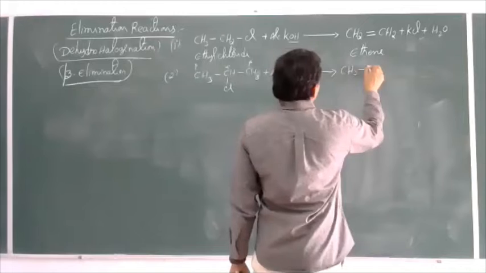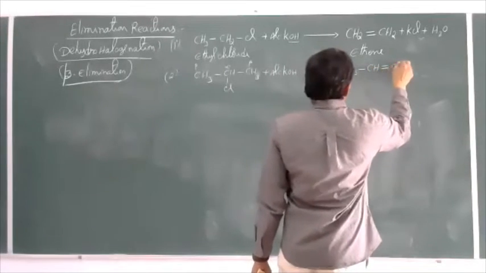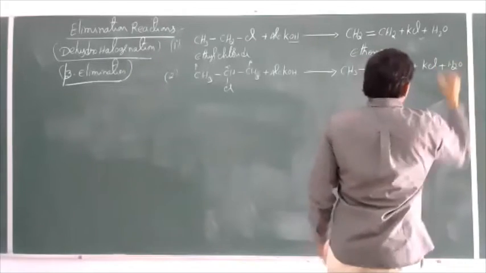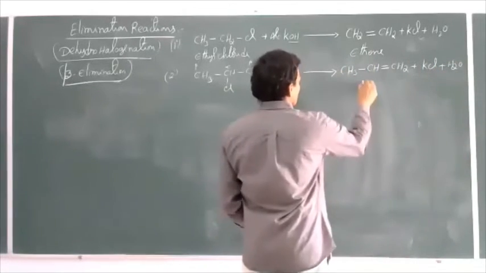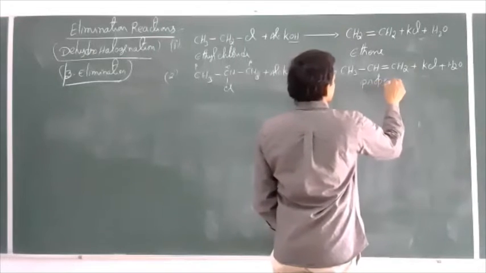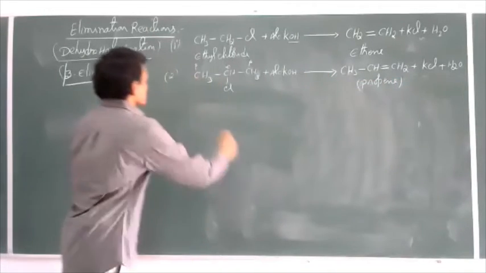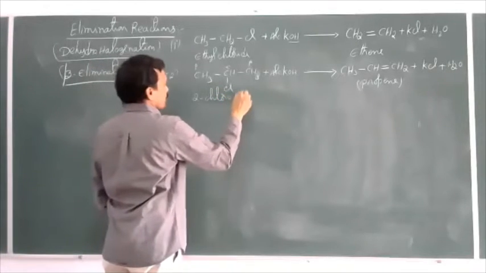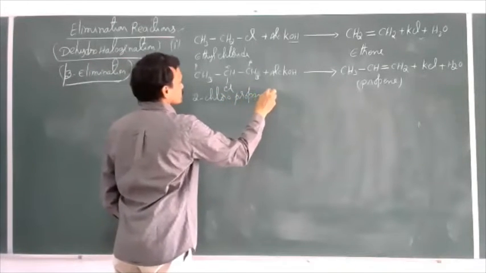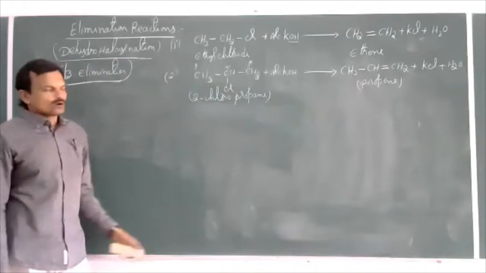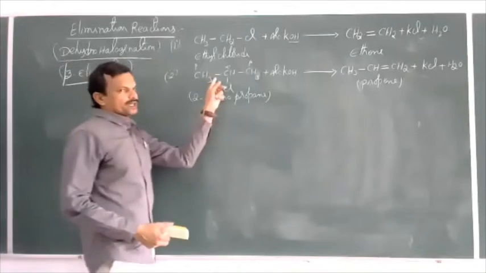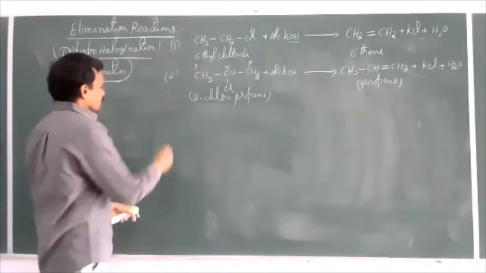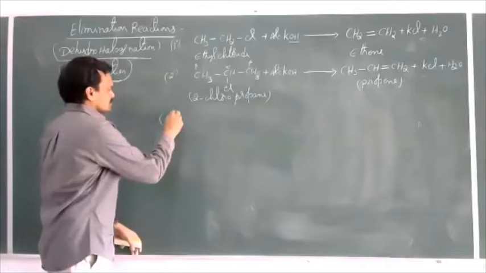Then what will you get here? CH3 single bond CH double bond CH2 plus KCl plus H2O. This is nothing but propene. What is the name of this compound? This is 2-chloropropane. So dehydrohalogenation of 2-chloropropane gives propene. Right. Now I'll take one more example, a tertiary haloalkane.